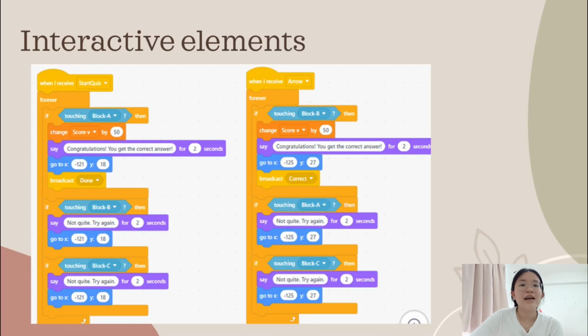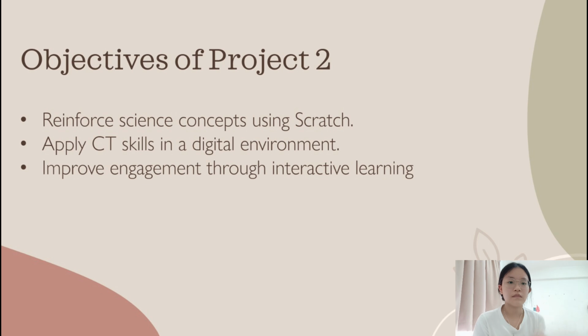Finally, interactive elements means that the student can move something when playing the Scratch. For example, when the student answers the questions, the student needs to move the bread toward the correct answer. If the student answers correctly, it will show congratulations, you get the correct answer. If they don't answer correctly, it will show not quite, try again. So that's all from my explanation.